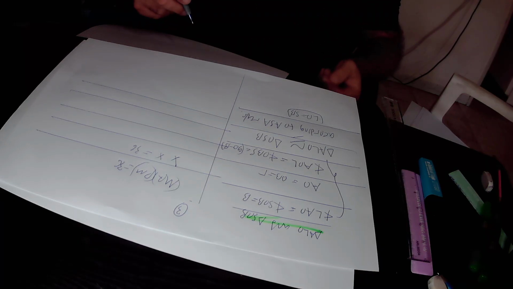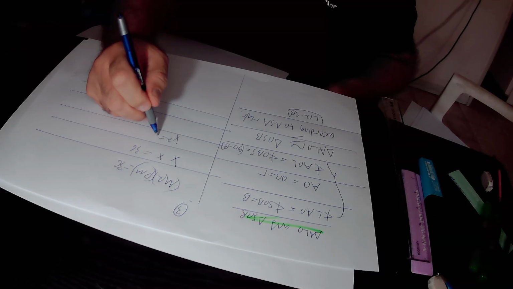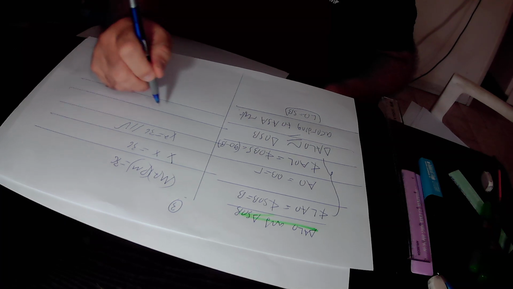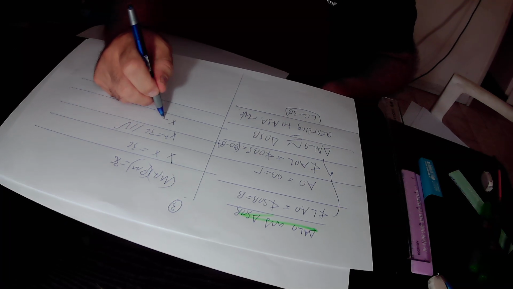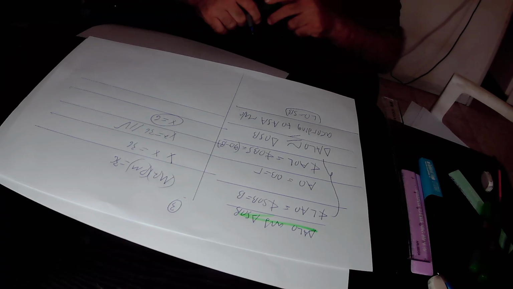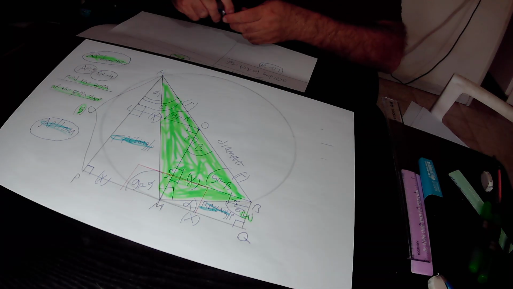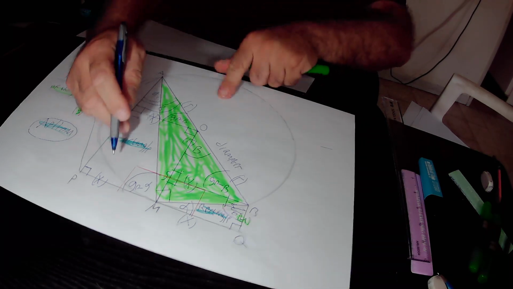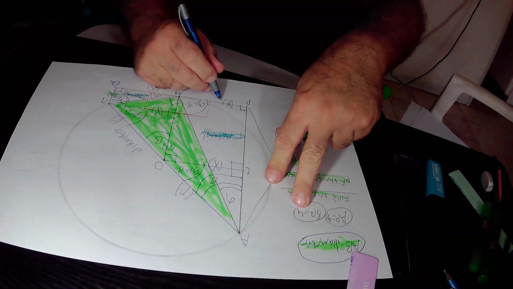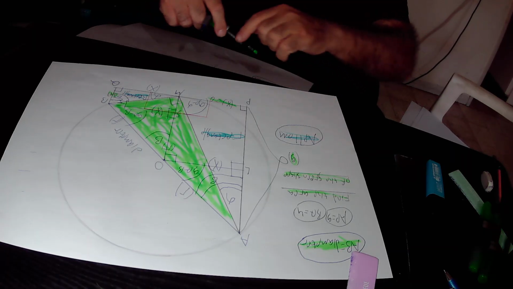X times x is x squared. This is equal to 36. Here we take a root out of this equation, and we get that x equals the square root of 36, that is 6. x equals 6 units in length. Here I know that x equals 6.